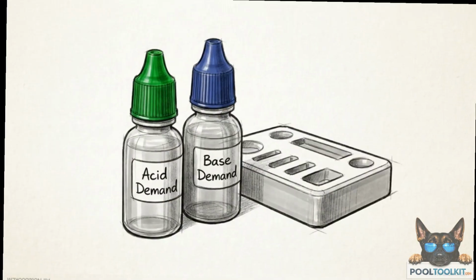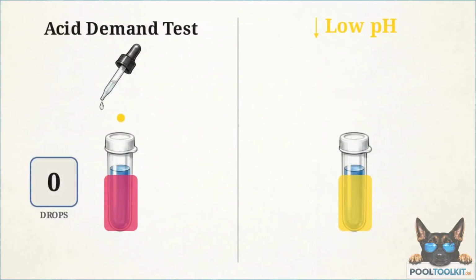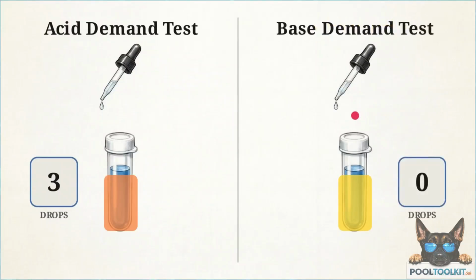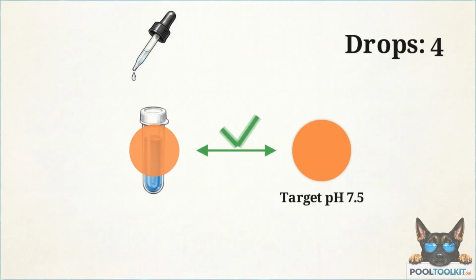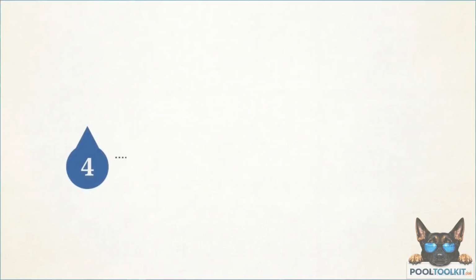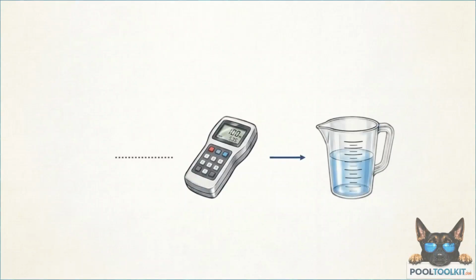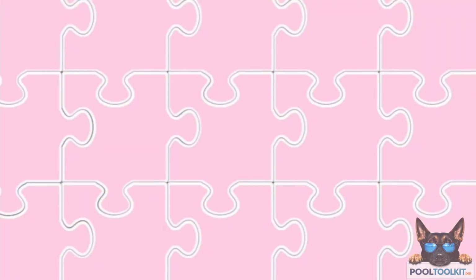These tests work like a mirror image of your problem. If your pH is high, you take that same sample and add acid demand reagent 1 drop at a time. If it's low, you use base demand drops. You swirl the sample and count every single drop until the color shifts exactly to your target. That final drop count is highly specific data. It's a custom recipe tailored to exactly what your pool needs to correct its pH on that exact day.